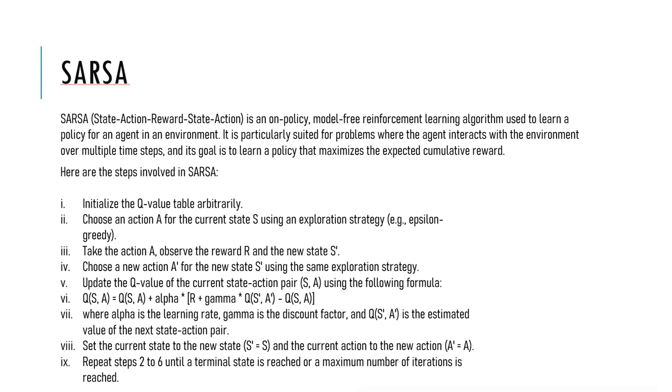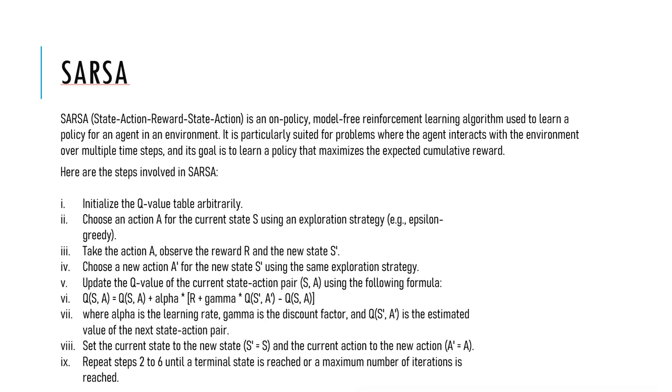SARSA is an on-policy temporal difference algorithm used in reinforcement learning to learn a policy by estimating the Q value function. It is used when the agent has to interact with the environment to learn the optimal policy. It works by starting with an initial state and taking an action based on the current policy. The agent then observes the reward and the resulting state and updates the Q value for the state-action pair that was just taken.